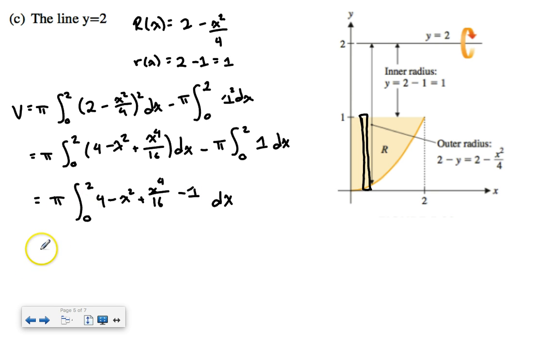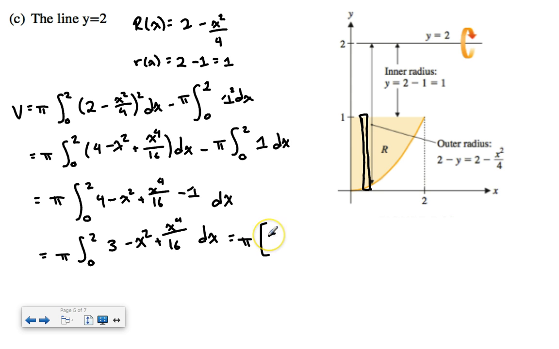Which, if we clean up just a little bit to help us out, it'll be pi times the integral from 0 to 2 of 3 minus x squared plus x to the 4th over 16 dx. Taking the antiderivative of the inside, it'll be pi times 3x minus x cubed over 3 plus x to the 5th over 80, and we're evaluating that from 0 to 2.